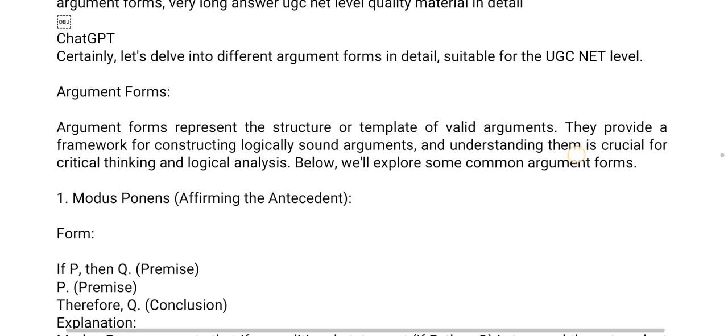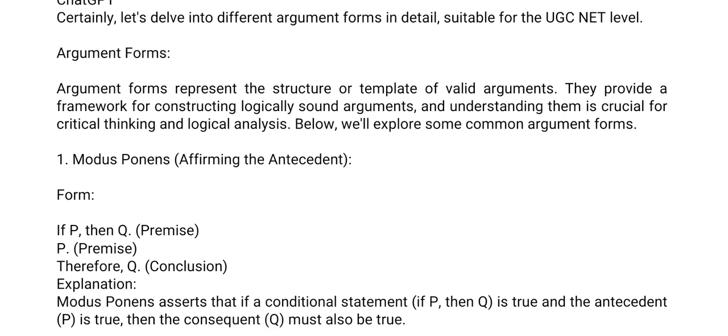Argument forms. Argument forms represent the structure or template of valid arguments. They provide a framework for constructing logically sound arguments, and understanding them is crucial for critical thinking and logical analysis. Below, we will explore some common argument forms.